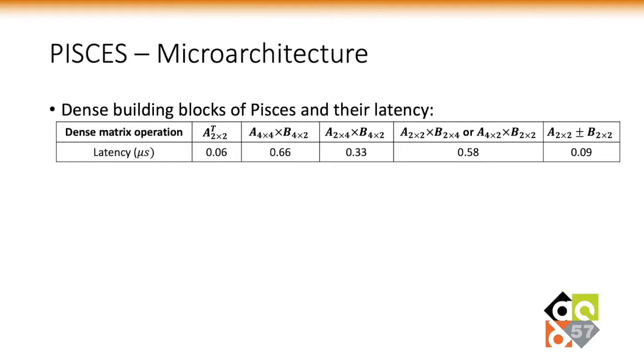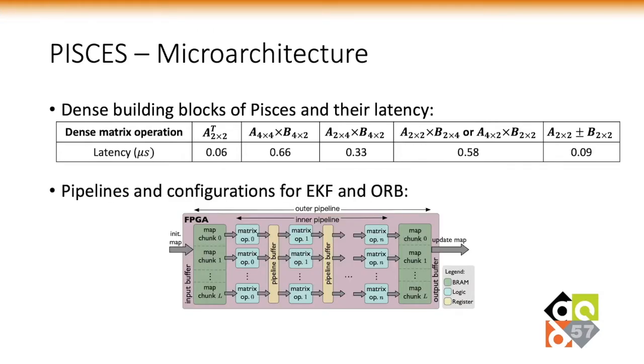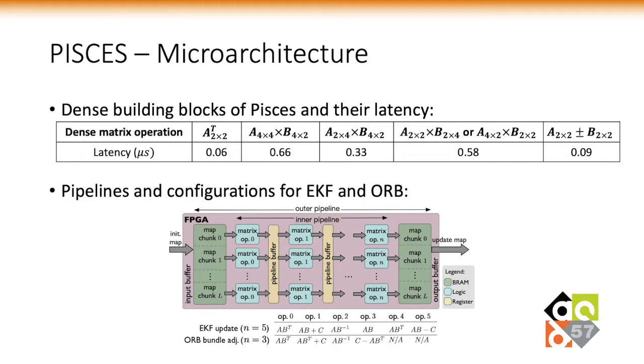The size of dense operands is defined based on the coordinate system. In our implementation, which is on an FPGA, on-chip memory indicates BRAM blocks. The microarchitecture of Pisces includes 2 levels of pipeline: an outer pipeline that streams chunks of data, that's the map in SLAM, into the FPGA, and an inner pipeline, the stages of which are the dense building blocks of Pisces. The number of stages of the inner pipeline and the combination of dense building blocks differs based on the algorithm. For instance, our implementation for EKF and ORB includes 6 and 4 stages respectively, as shown in the table at bottom.